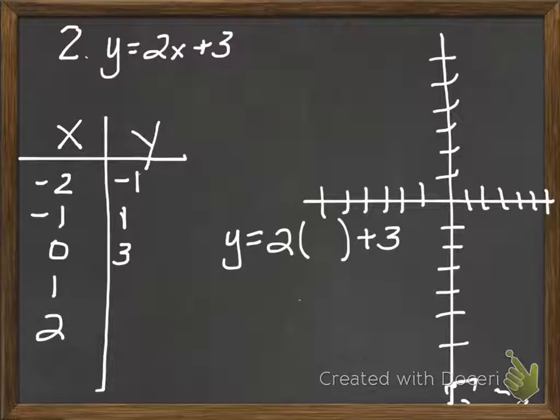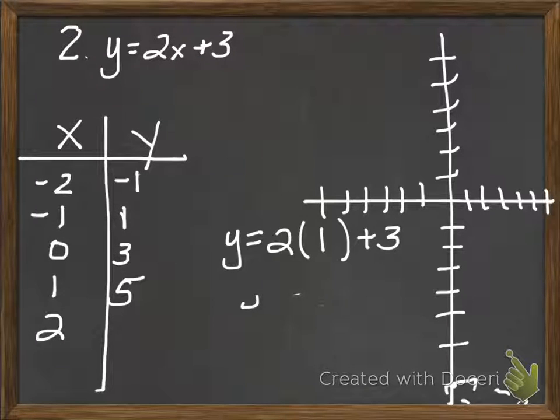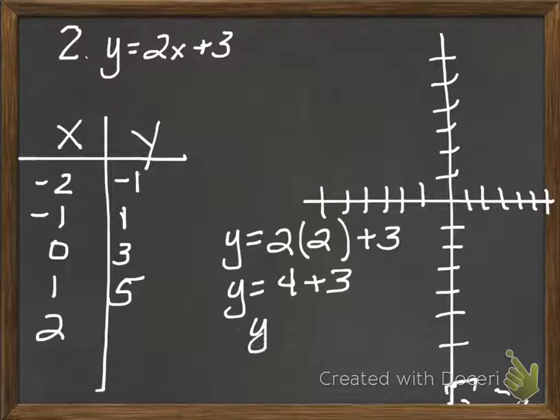And now for the next one, my x equals 1. So I have y equals 2 times 1 is 2 plus 3, so my y equals 5. I'll go ahead and write that in my input-output chart. And then I have one more to do before I can start graphing. So my last number is going to be 2. I substitute the 2 in for x in my equation, and I have 2 times 2 is 4 plus 3, so y equals 7.